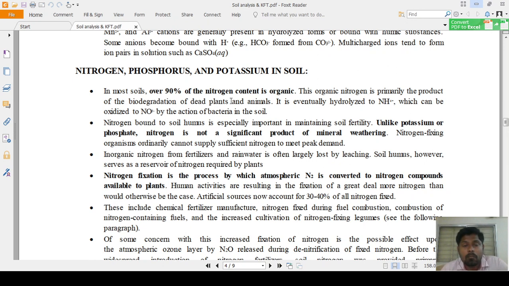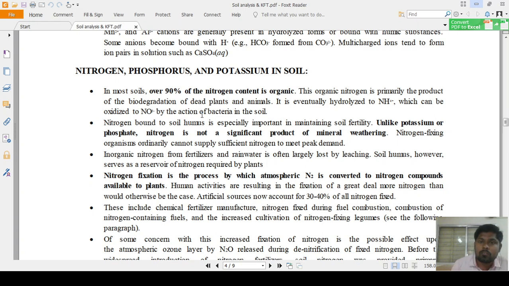That means the main source of that 90% organic nitrogen is the biodegradation of the dead plants and the animals. It is eventually hydrolyzed to ammonium ion, that is NH4+, which can be oxidized to nitrate, NO3-, by the action of bacteria in the soil. Okay, I am going to discuss that whole cycle, the process by which nitrogen is converted into NH4+, then nitrate and then ammonia in the soil, in unit number 1, that is the nitrogen cycle.